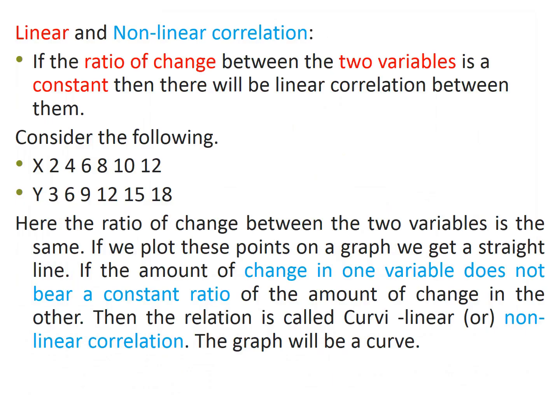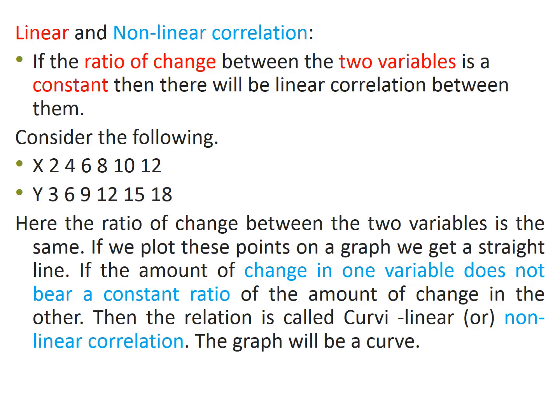Linear and non-linear correlation. If the ratio of change between the two variables is constant, then there will be linear correlation between them. So consider the example. Here two series are given, X series and Y series. X series contains observation 2, 4, 6 up to 12, and Y series contains observation 3, 6, 9 up to 18. So there is constant change of 2 in X series and constant change of 3 in Y series. Here the ratio of change between the two variables is the same. If we plot this point on a graph, we get a straight line.